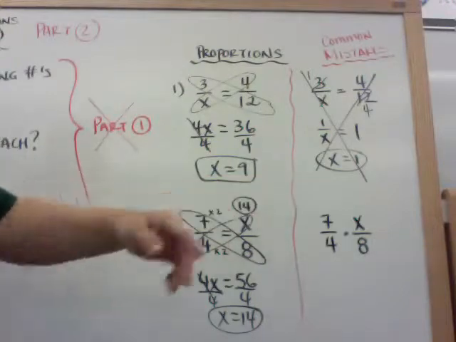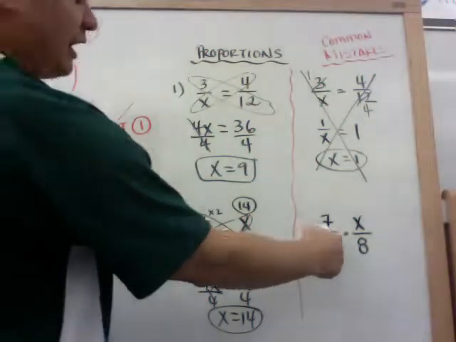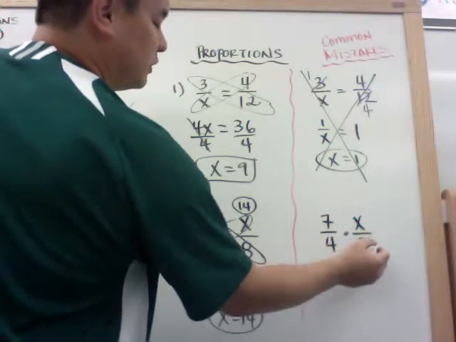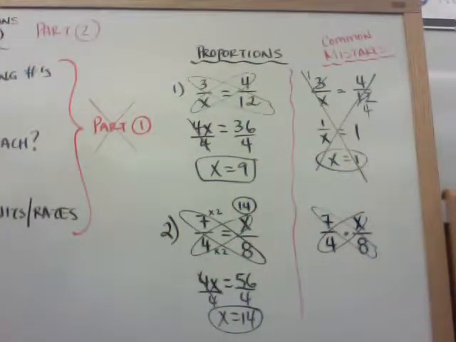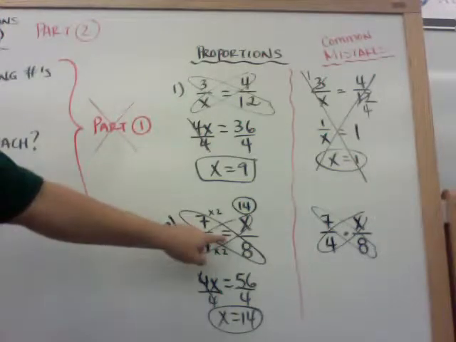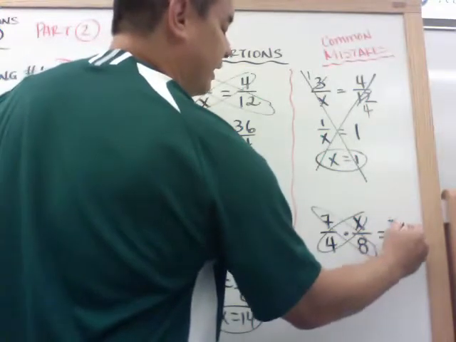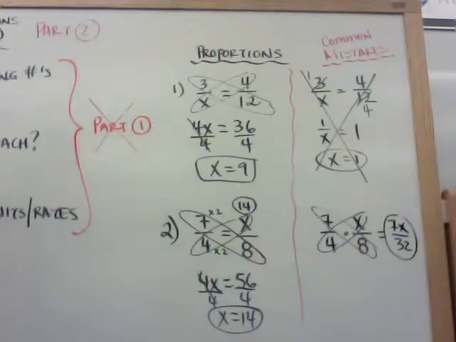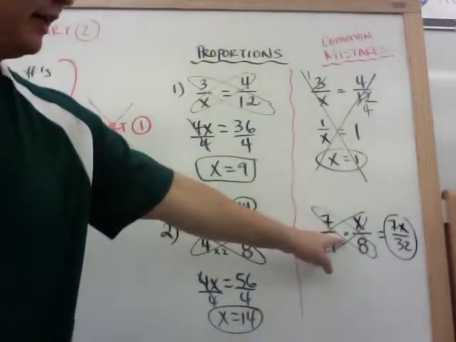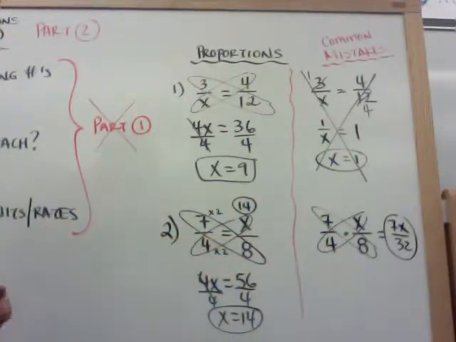The common mistake this way is, if you have a times, some people end up trying to cross multiply when you're multiplying. It doesn't work that way when you're multiplying, only if you have an equal sign in the middle. If you're multiplying, what you really should do is just go 7x over 32. Just multiply the top, multiply the bottom. So do not cross multiply when you have a times there. You cross multiply only when you have an equal sign there.